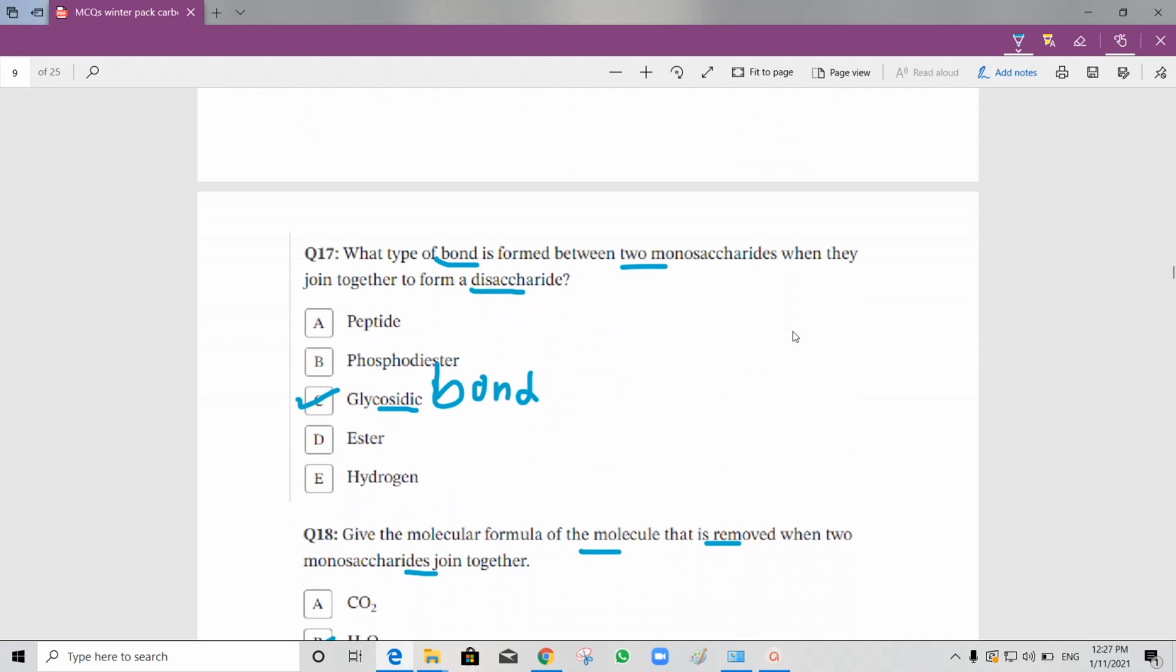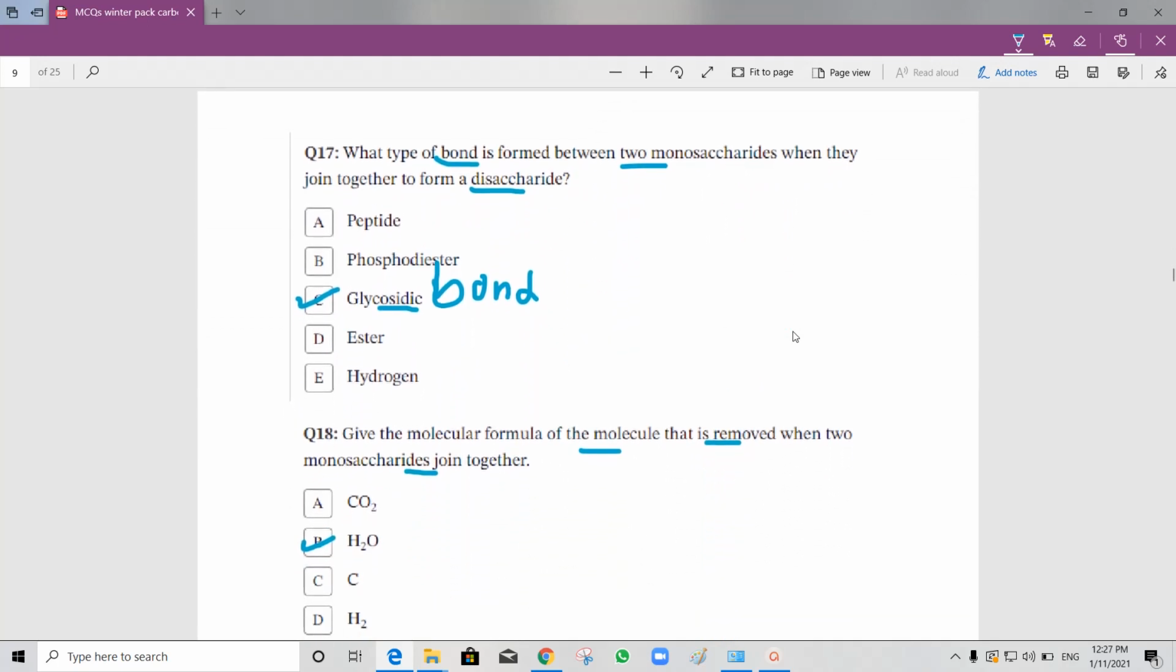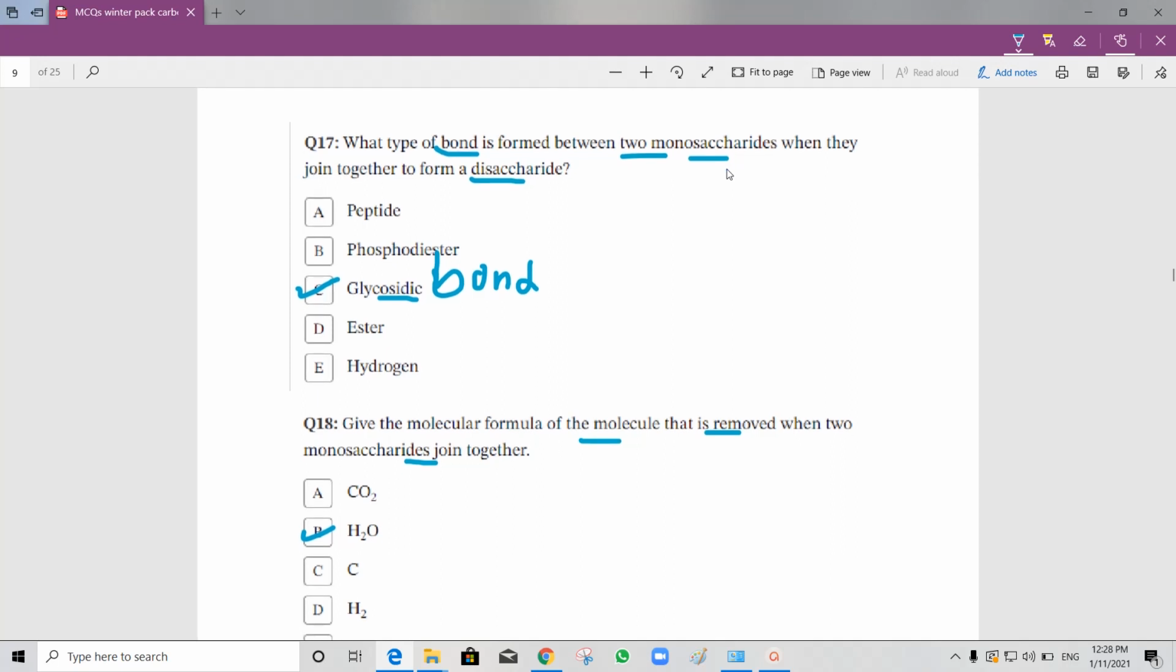17. What type of bond is formed between two monosaccharides? When two monosaccharides join together, notice the type of bond: glycosidic bond. But the type of reaction is condensation reaction. The name of the bond is glycosidic bond, between two monosaccharides. When two monosaccharides join to form a disaccharide, or many monosaccharides join to form a polysaccharide, the bond will also be a glycosidic bond. Okay, 18.